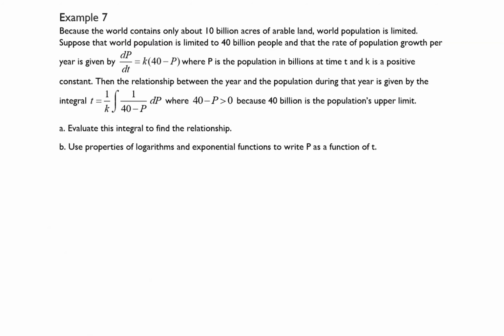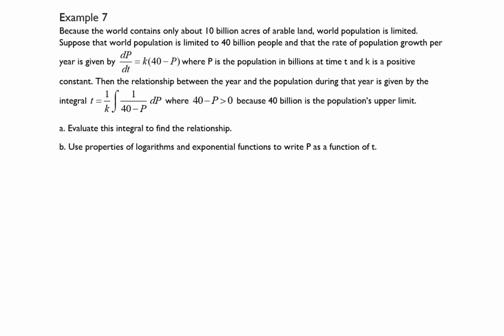Example 7 says, because the world contains only about 10 billion acres of arable land, world population is limited. Suppose that world population is limited to 40 billion people and that the rate of population growth per year is given by dp/dt, which is equal to k times (40 minus p), where p is the population in billions at time t and k is a positive constant.